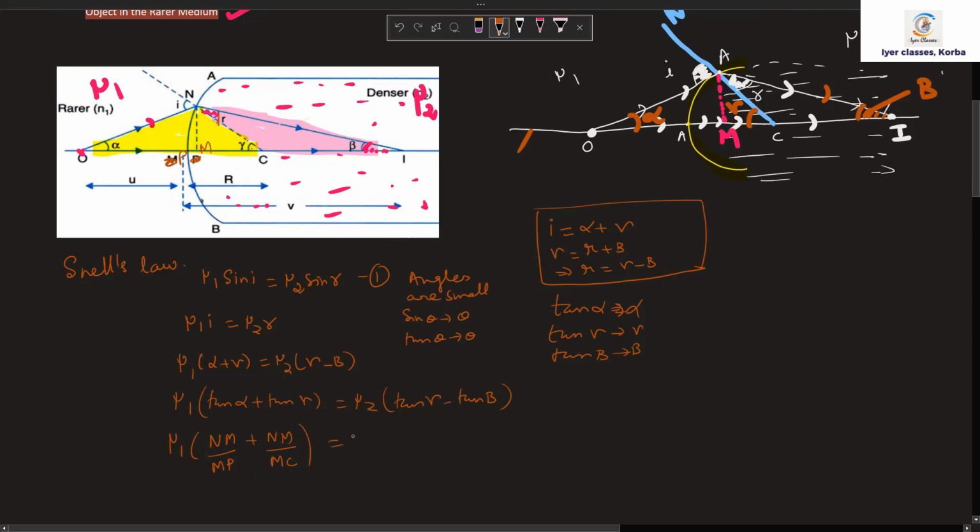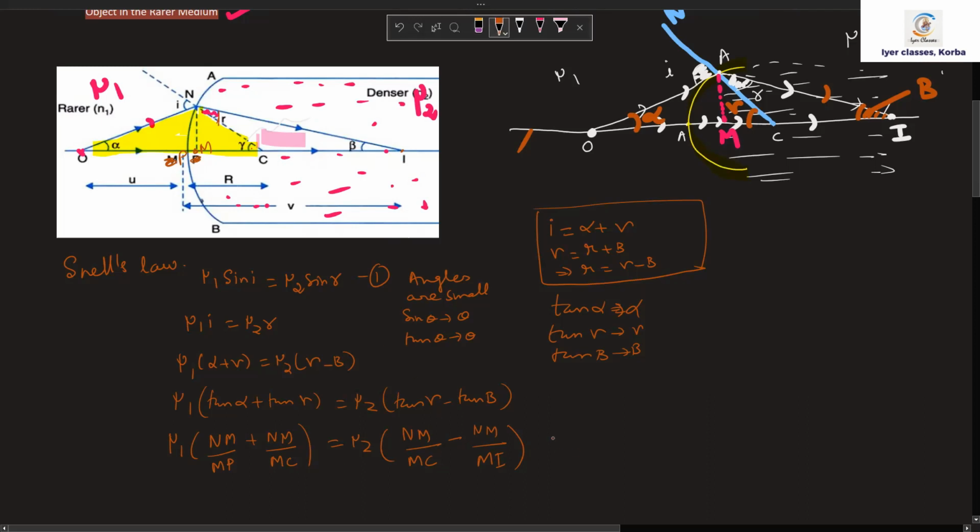Okay, now what is this one? This is mu2. Tan gamma, again, I know is equal to NM by MC, minus tan beta. For tan beta, I should go here to find it. Tan beta is equal to NM by MI. This distance, right? I should take this full, no? This is the base. Look at the base, this one. Did you see? Okay.